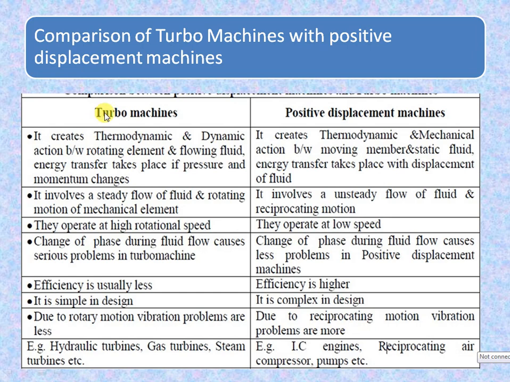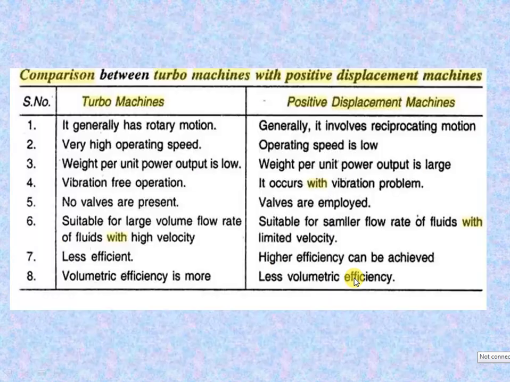The examples of turbo machines are hydraulic turbine, gas turbine, steam turbine, and windmill. These are the examples of turbo machine. In positive displacement machines, the IC engine, reciprocating air compressor, and pumps are the examples.